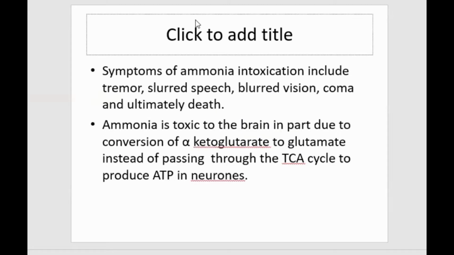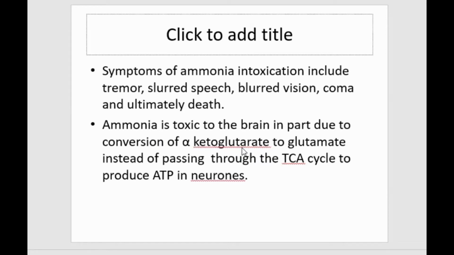Symptoms of ammonia intoxication include tremor, slurred speech, blurred vision, coma, and ultimately death. So these are the symptoms of ammonia intoxication: tremor, slurred speech, blurred vision, coma, and ultimately death. Ammonia is toxic to the brain in part due to conversion of alpha ketoglutarate to glutamate.